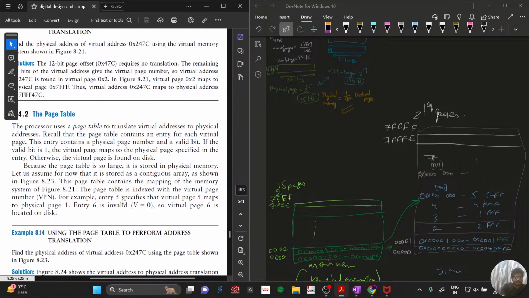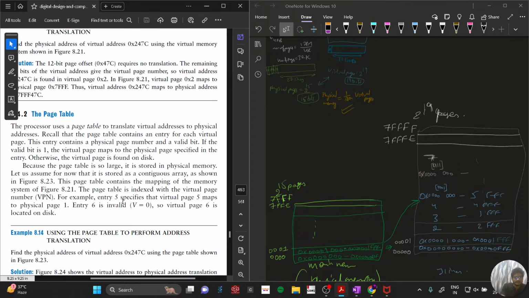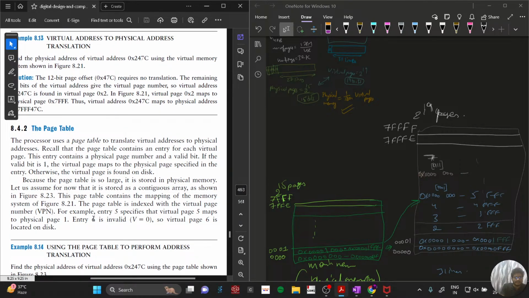The processor uses a page table to translate virtual addresses to physical addresses. Recall that the page table contains an entry for each virtual page. This entry contains a physical page number and a valid bit. If the valid bit is 1, the virtual page maps to the physical page specified in the entry. Otherwise, the virtual page is found on disk.